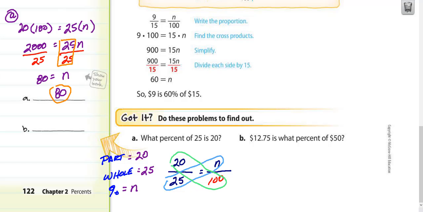Now, there's a second way to do it. Depending on what class you're in, you might have heard this called the Loomis method or the Alexis method, the Ferguson method.